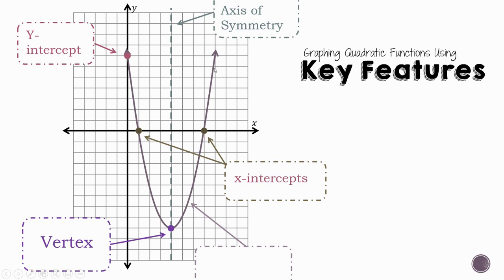And then all of the points on this curve of a quadratic function are called a parabola. So that U-shaped graph is named a parabola.